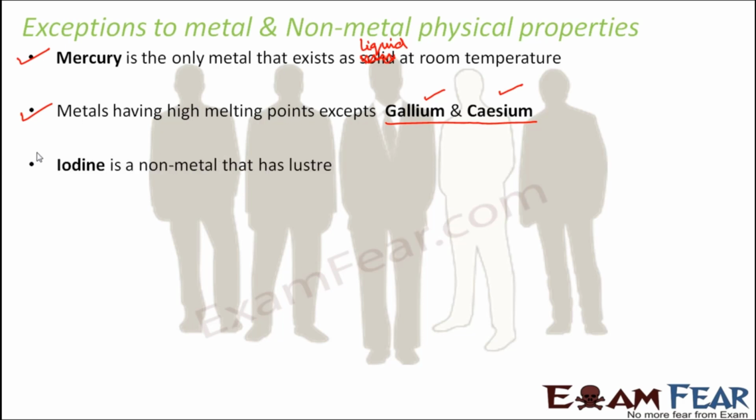Iodine is a non-metal that has luster. Normally, metals have luster. Metals have shiny surface and non-metals do not have luster. But the only non-metal with luster is iodine.